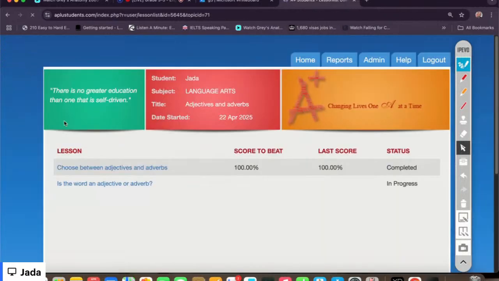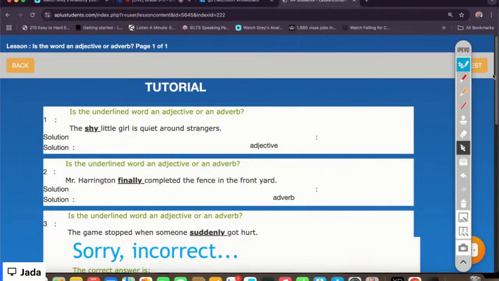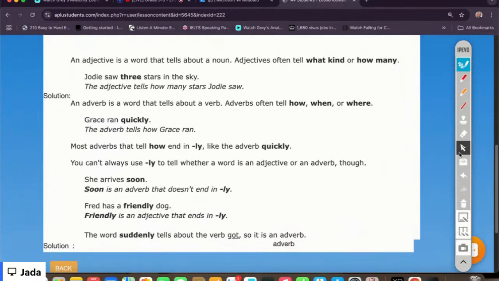So if you haven't done this, you have to do it. So we're moving on to, is the word an adjective or an adverb? So we already know that an adjective tells about a noun and often answers what kind or how many. And an adverb tells about a verb and often tells how, when, or where. Most adverbs that tell how end with ly, but that doesn't mean that you cannot find an adjective that ends with ly.